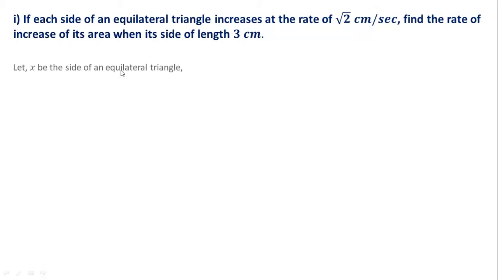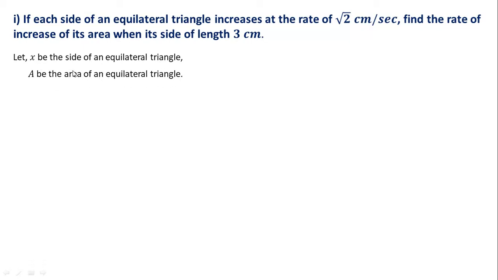So first of all, we will consider that x be the side of an equilateral triangle, because the information about side is given to you. That's why we have to consider x as the side of an equilateral triangle. Then the information about area is also given. So let us consider capital A be the area of an equilateral triangle.